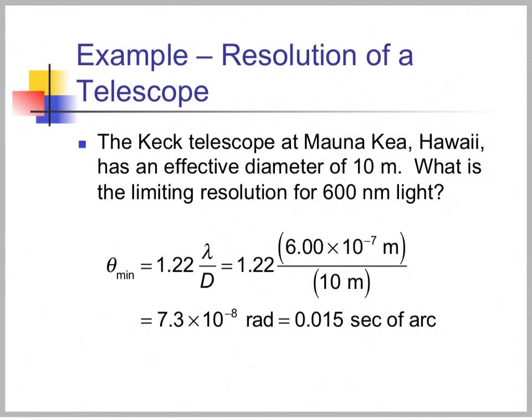What about the resolution of a telescope? The Keck telescope at Mauna Kea, Hawaii, has an effective diameter of 10 meters. What's the limiting resolution for 600 nanometer light? So we plug in Rayleigh's criterion, 1.22 lambda over d. Lambda is 6 times 10 to the minus 7 meters. The diameter we said is 10 meters. So it's 7.3 times 10 to the minus 8 radians, or 0.015 seconds of arc. So it can resolve two objects that are very, very close together.